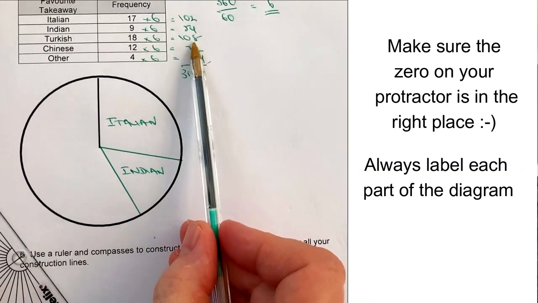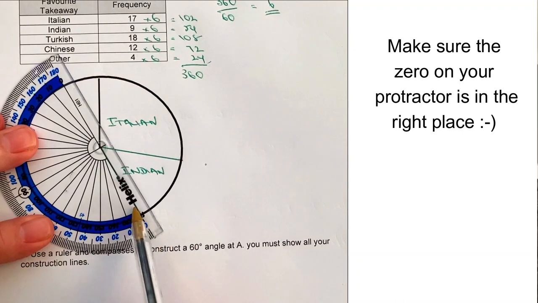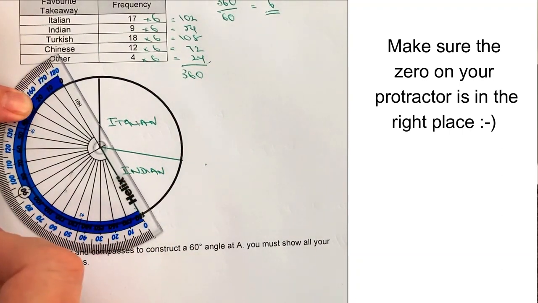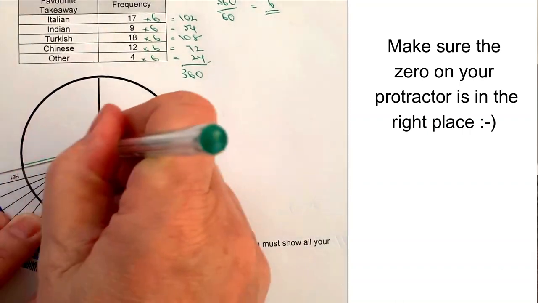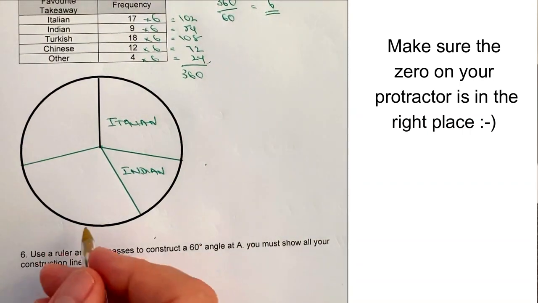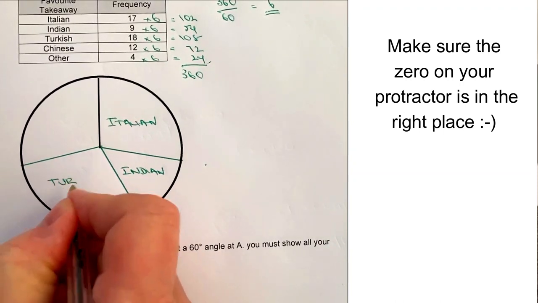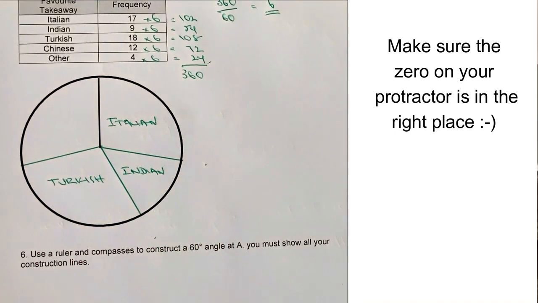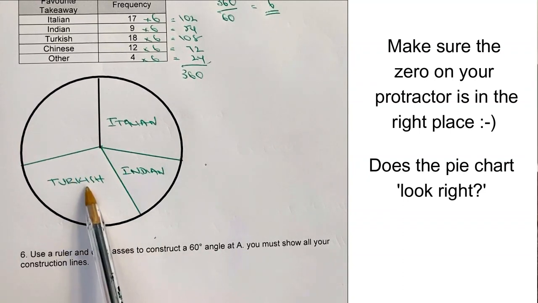So Turkish is now 108 degrees. So again, I'm going to put my protractor onto zero, make sure it's onto zero, and then I'm going to come round to 108 degrees. I think that's slightly off the video, but you'll be able to see that when I draw the line. Now remember that it's always worthwhile checking. What I'm looking at here is that I know that 108 is past 90 degrees, and 90 degrees is a right angle, so therefore I know this must be greater than a right angle in order to do this properly.